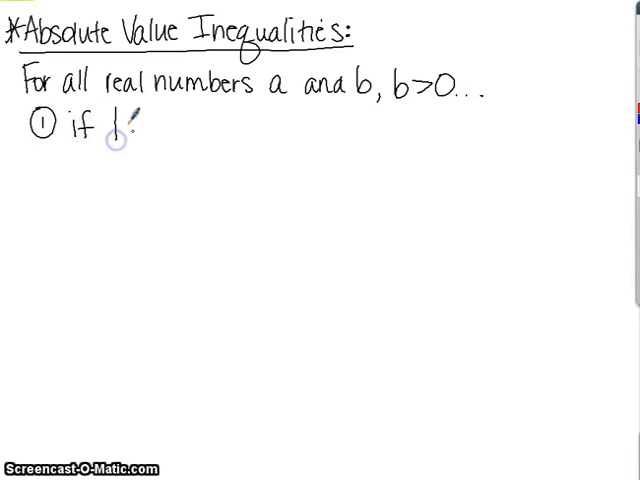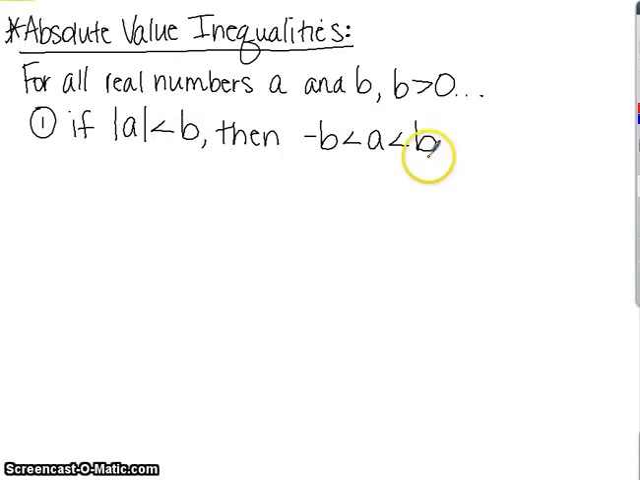If the absolute value of A is less than B, then negative B is less than A is less than B. So in other words, it turns it into an "and" inequality. You see where B is, you put the positive on one side, the negative on the other side.